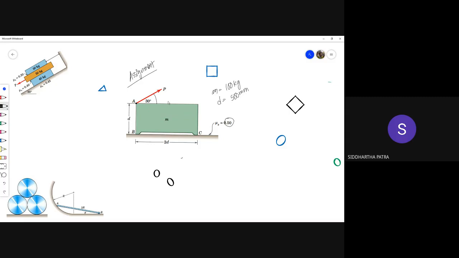You can take a screenshot of the problem, and I hope you understand the problem statement. The question is whether it is going to tip or slip, so you'll have to determine that. Sir, can you zoom in a bit, please? Yeah.